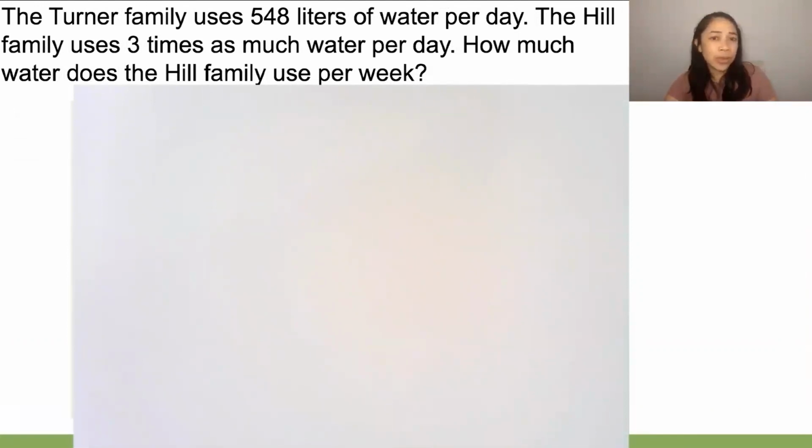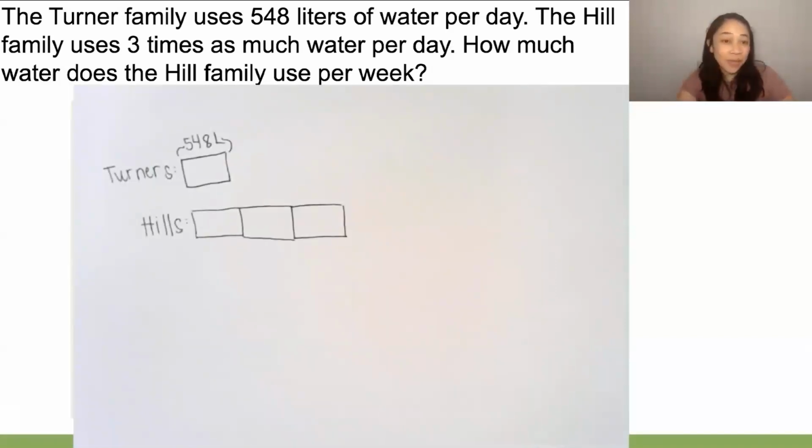Let's go ahead and reread the first 2 sentences together. The Turner family uses 548 liters of water per day. The Hill family uses 3 times as much water per day. Can we draw something? Yes. What is it that we can draw? I'd like you to go ahead and pause and draw something that represents what we know so far from just the first 2 sentences. We'll compare our drawings afterwards.